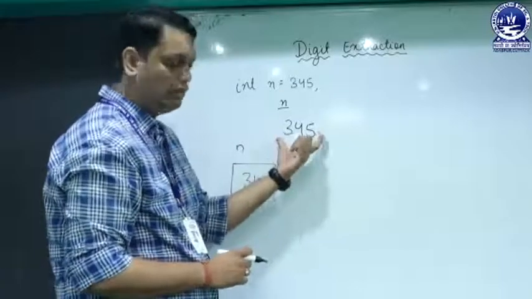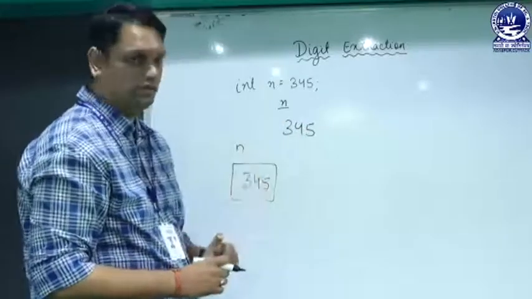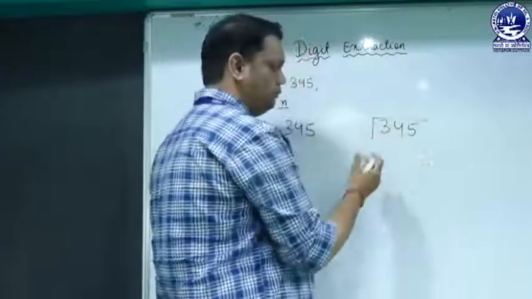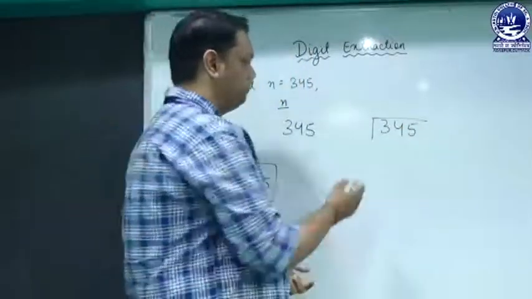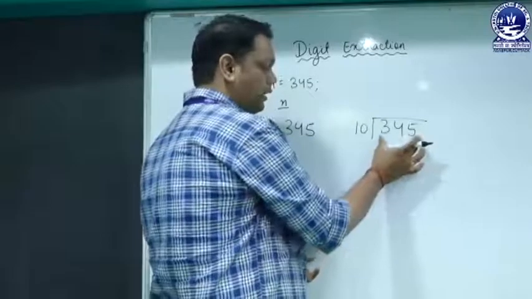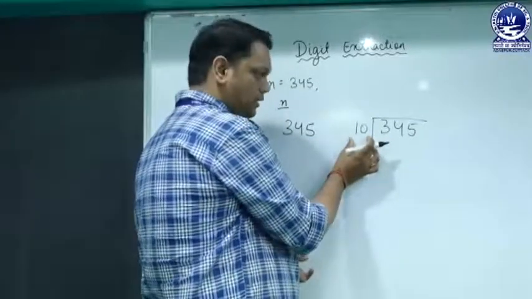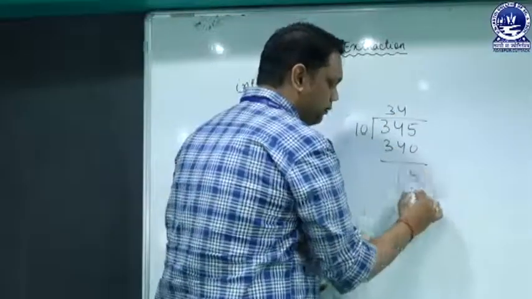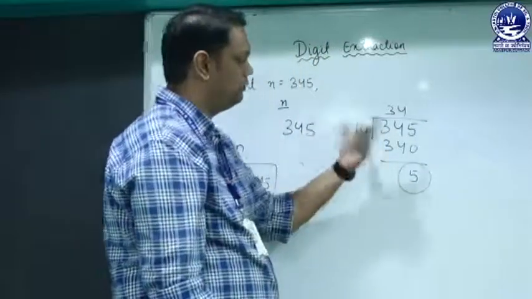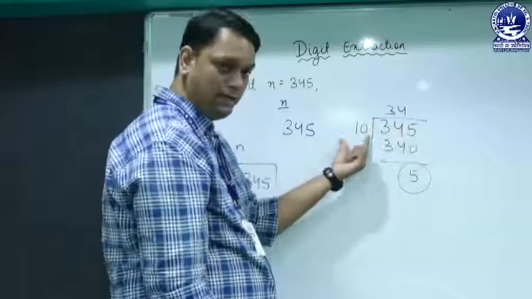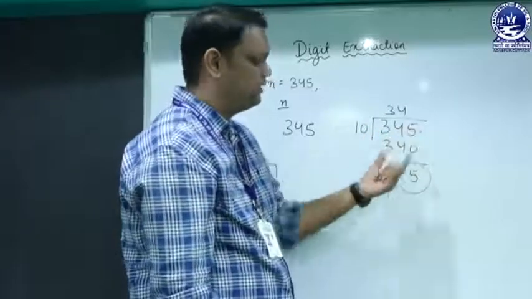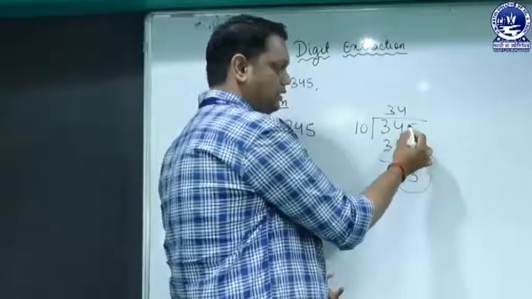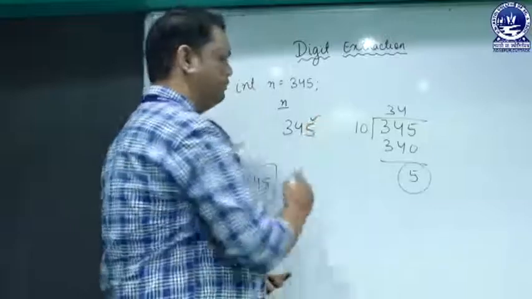So how to extract it? First of all, let's describe the logic behind it. Whenever we divide any number, it may be a 3-digit number, a 4-digit number or any number, by 10, we get the remainder as the last digit of that number. That means whenever we take any number and divide it by 10, the remainder will always be the last digit of that number. So here we have got 5 as the last digit.